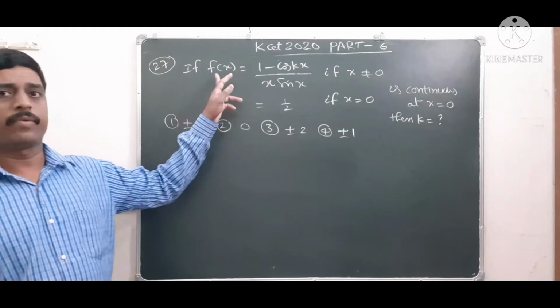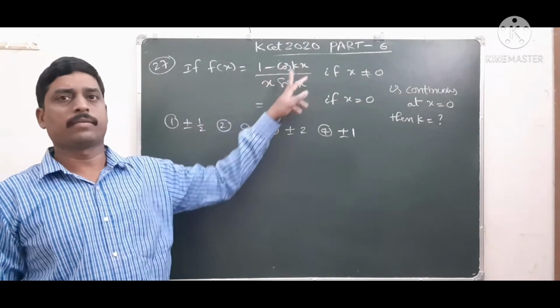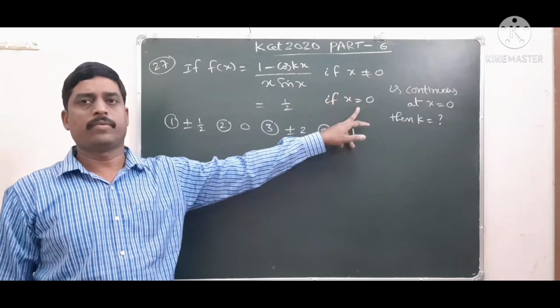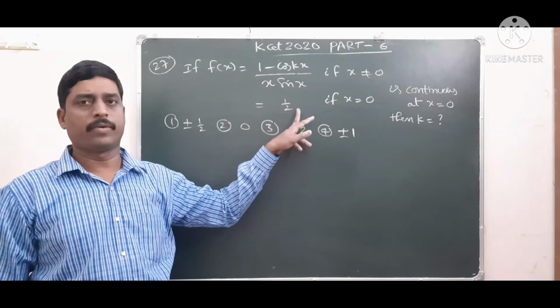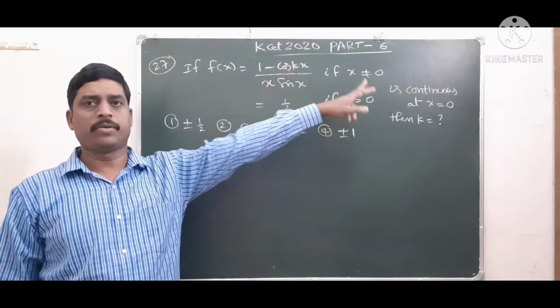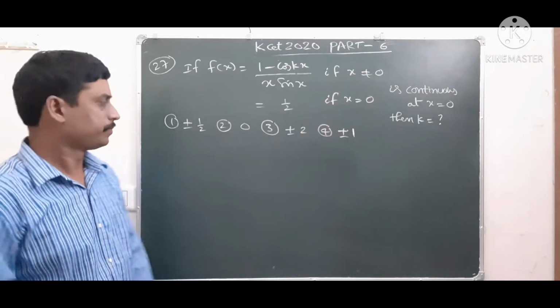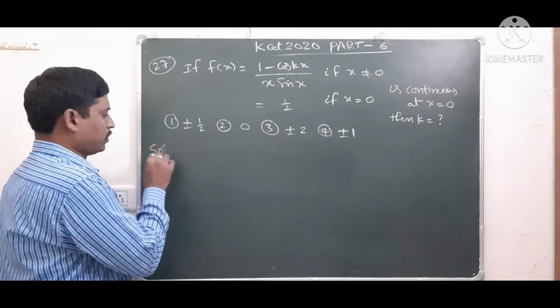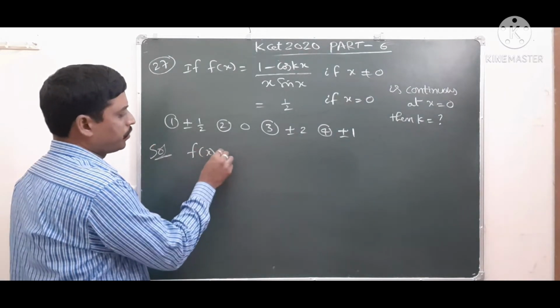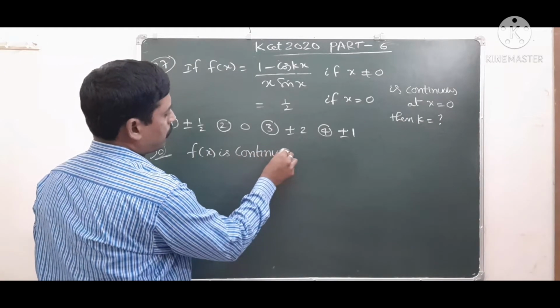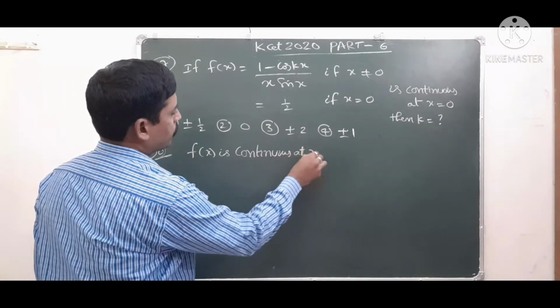Let us see the next problem. f of x is equal to 1 minus cos kx by x sin x if x is not equal to 0. If x is equal to 0, f of x value is 1 by 2, given. This function is continuous at x is equal to 0. Then find the value of k.